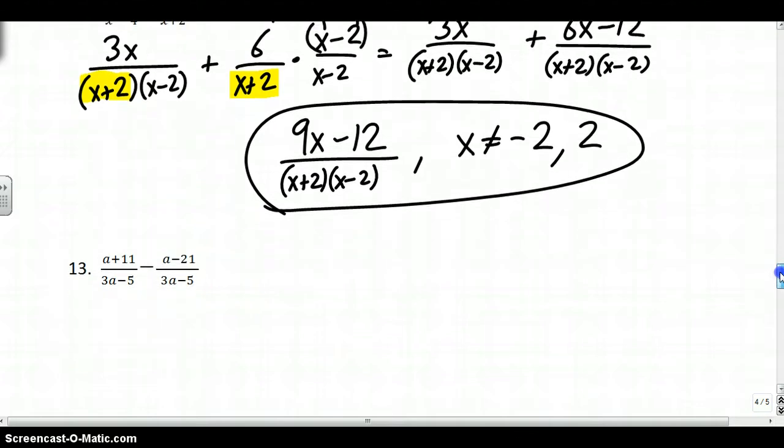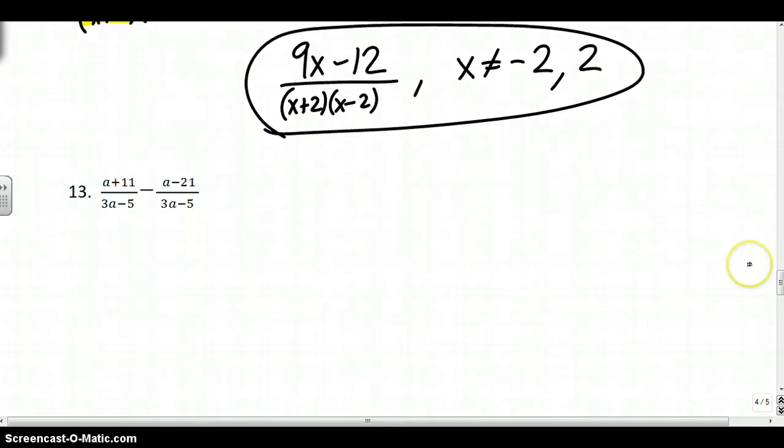All right, moving right along. A plus 11 over 3a minus 5 minus a minus 21 over 3a minus 5. You'll notice they already have common denominators. We don't even have to do any adjusting. Okay, so don't do any more work than you have to do. My only advice here, subtraction. Be very, very careful. Most of you will remember to subtract the a, but you'll forget to subtract the negative 21. So here's my advice.